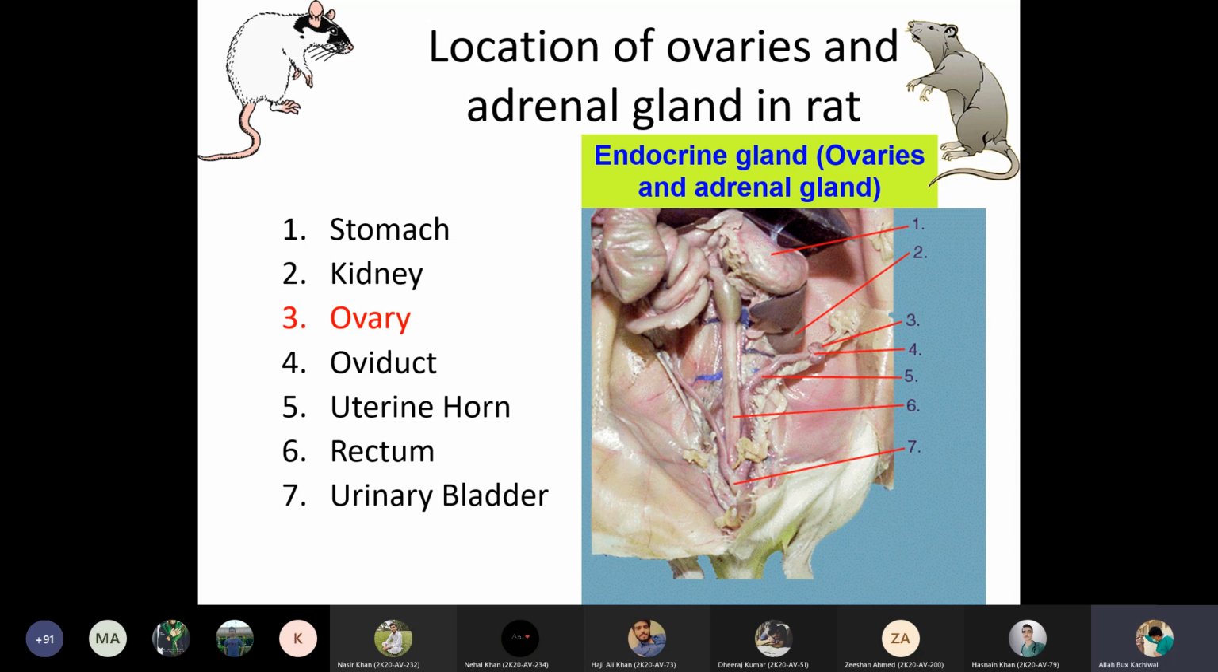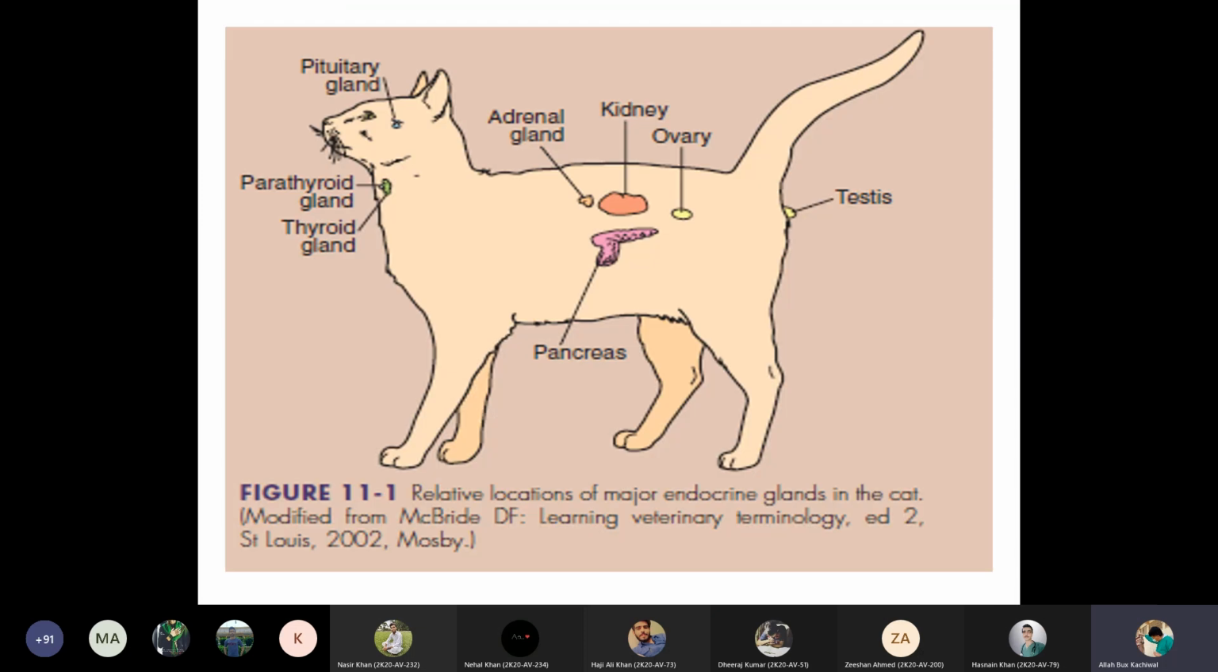This urinary system has the kidneys, then the ureters, the urinary bladder, and the urethra. So the cat. Now we are looking in the cat that the pituitary gland is in the cranial cavity. The pineal gland is in the cranial cavity. The hypothalamus is also present in the cranial cavity.